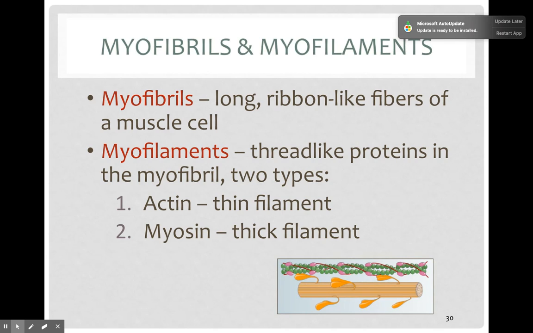If you've ever seen those Russian nesting dolls, that's kind of what this is like. There are two kinds of myofilaments. There's actin, which is a thin filament, and there's myosin, which is a thick filament.